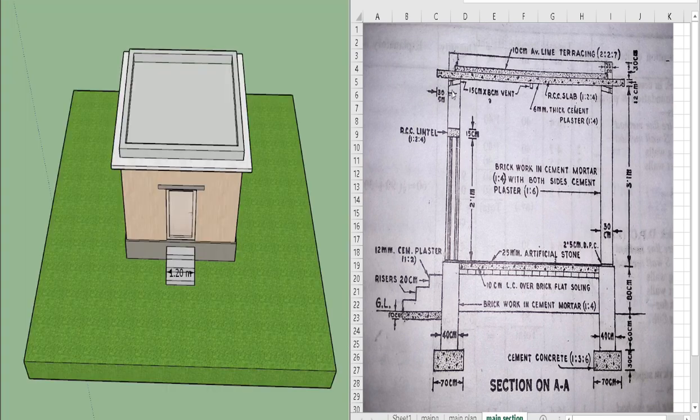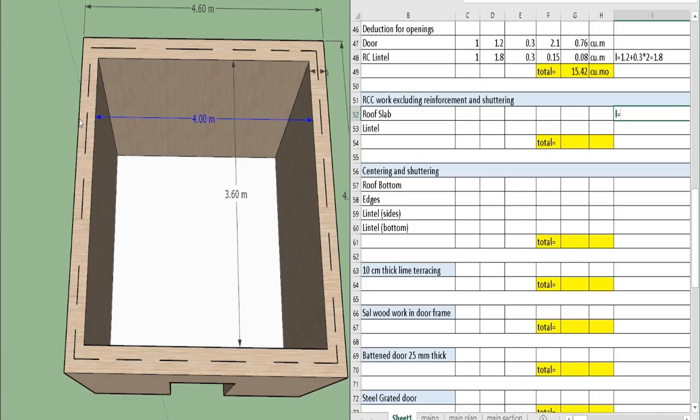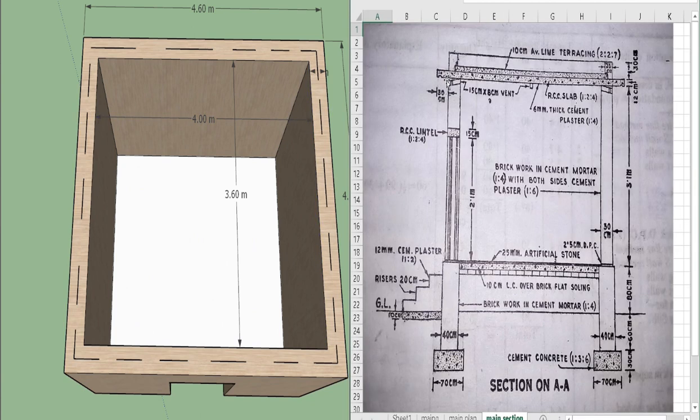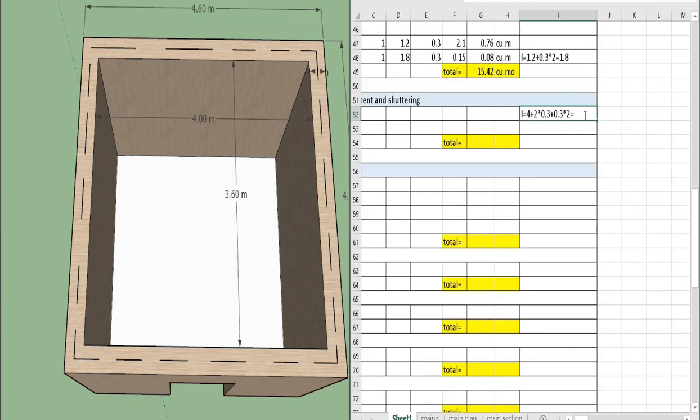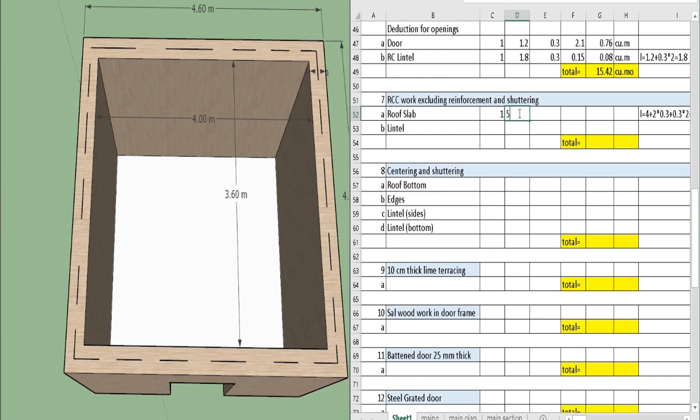If we calculate the outer to outer length of this wall, and if we add this 30 centimeter projection on both sides, we will get this full outer to outer portion of this RCC slab. So for this we need to calculate the outer to outer length. So our length is 4 meter plus 2 times this 0.3 meter wall, and we have to add these two projections, that is 0.3 times 2. So the length is 5.2 meter.